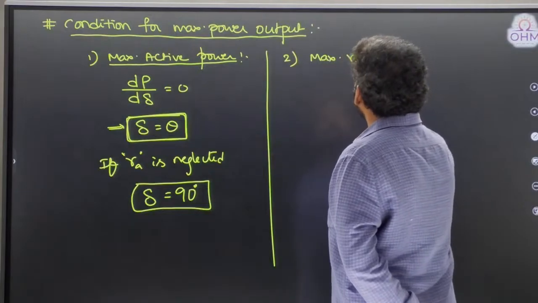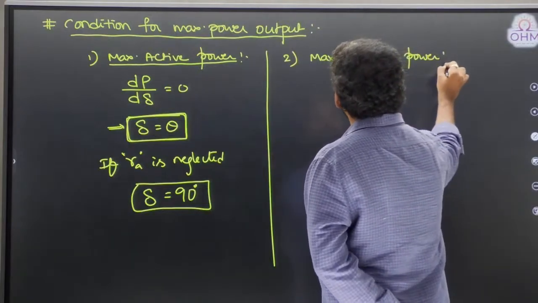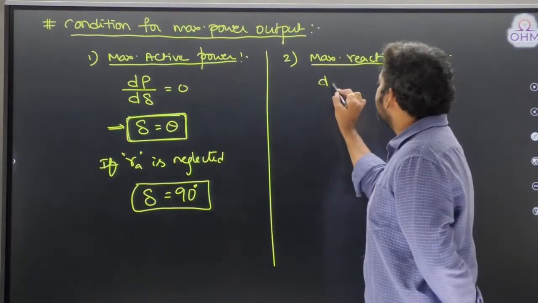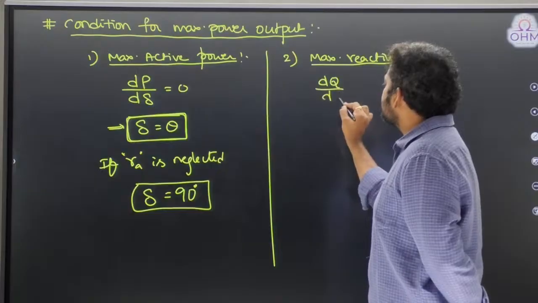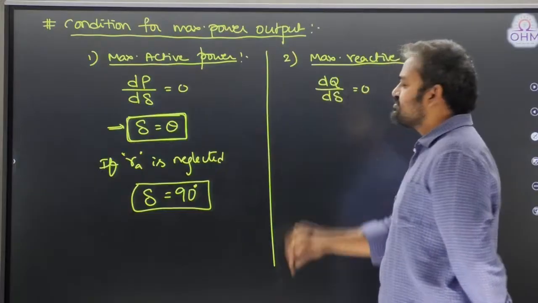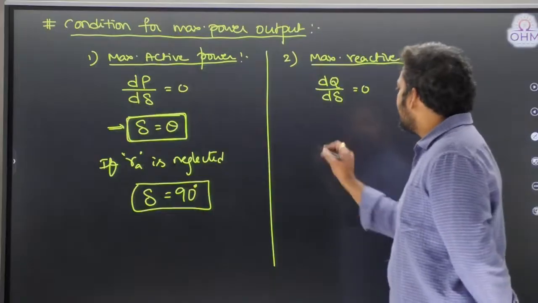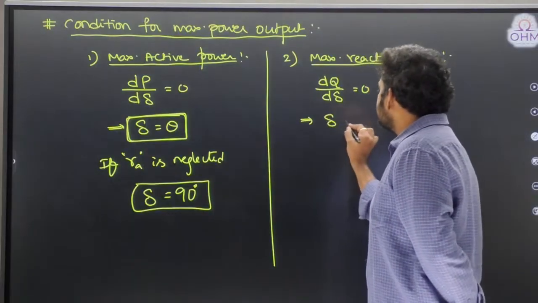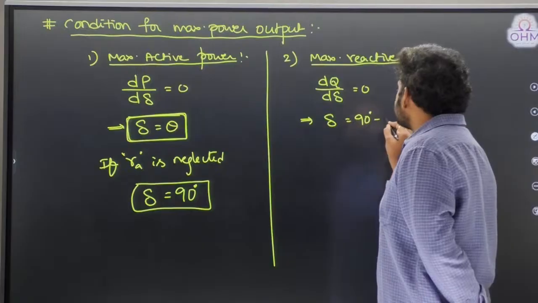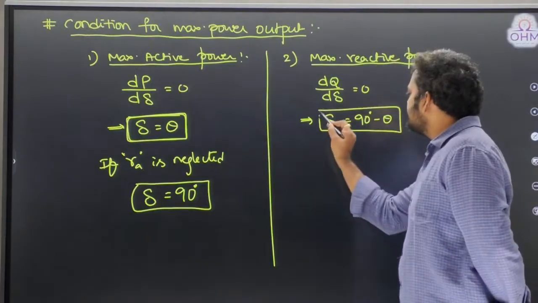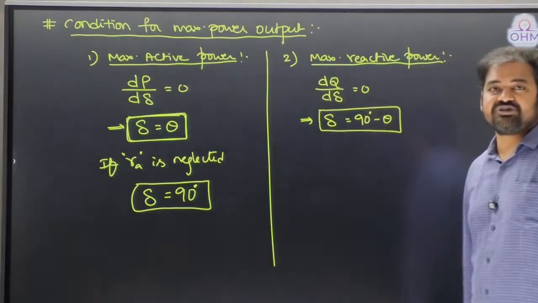Maximum reactive power. Then what do you do? Very simple. Again, the same conclusion. Differentiate the reactive power with respect to load angle and equate it to 0. Then you will get the condition for maximum reactive power, and the condition will be delta is equal to 90 degrees minus theta. So this is the load angle at which maximum reactive power can be achieved.